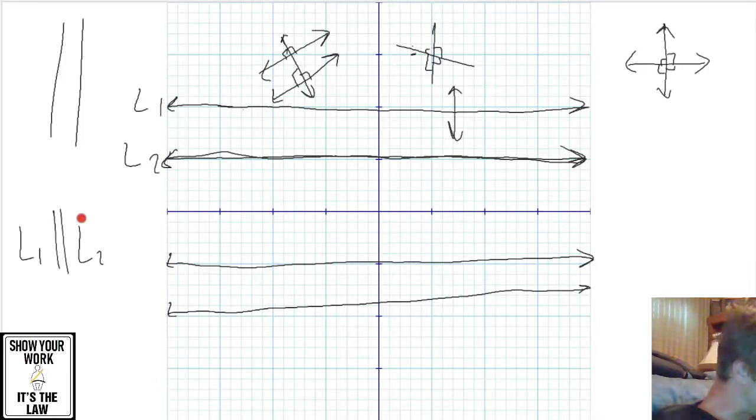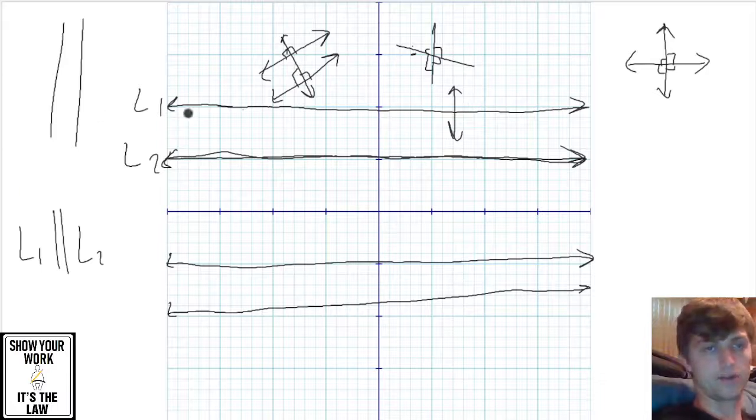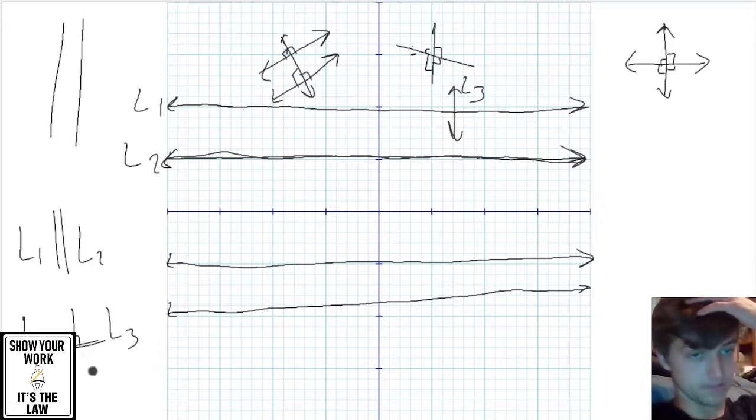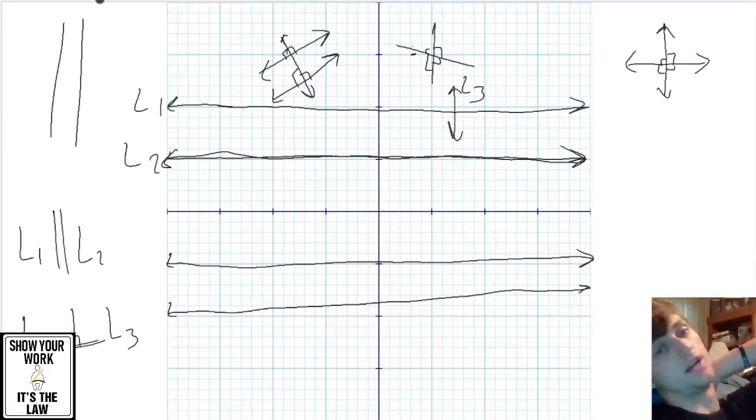And if we want to say two lines are perpendicular, let's say this is line 3 right over here, we would say line 1 is perpendicular to line 3. So we just do a little upside down T because it's a little perpendicular shape. Anyway, that's just some notation.